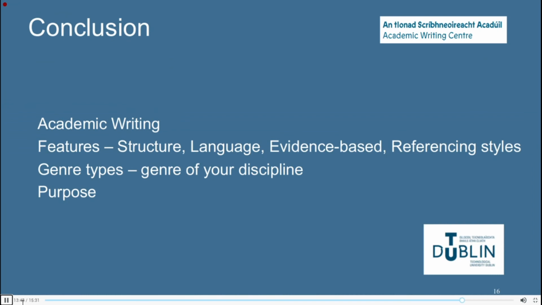As a brief summary, from a student perspective, academic writing is the writing you complete in college to fulfill a module or program requirement. So whether it's writing in exams, an essay, a lab report, or a dissertation, they're all forms of academic writing. In this presentation, we have explored important features of academic writing, such as structure, language, use of evidence, and referencing. And we have connected these features to the concepts of genre, audience, and purpose.